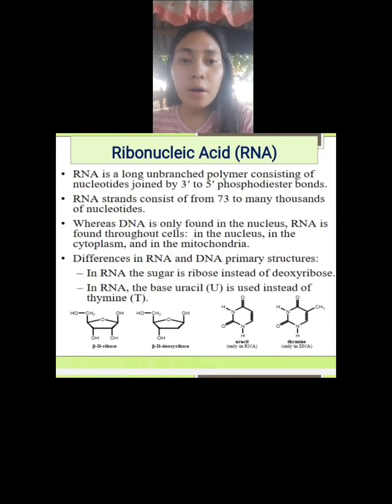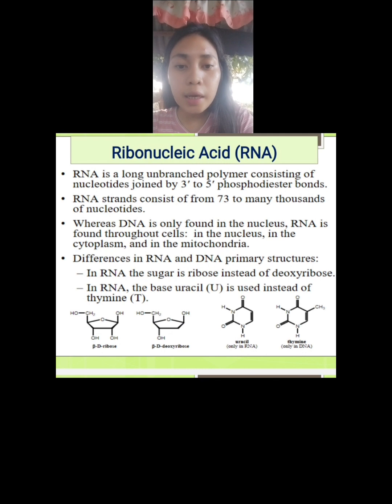RNA is a vital molecule present in cells that plays a crucial role in various biological processes. RNA is a long unbranched polymer composed of nucleotides linked together by phosphodiester bonds in a 3 to 5 direction. An RNA strand can vary in length from 73 nucleotides to many thousands.